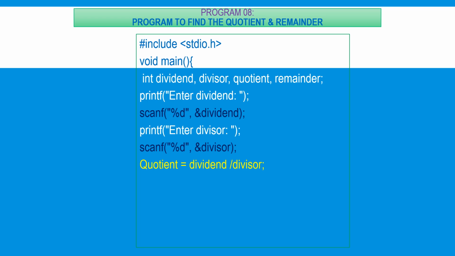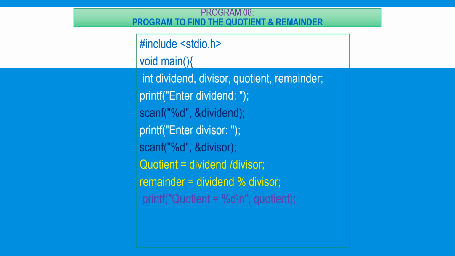Quotient is equal to dividend divided by divisor. Now remainder equal to dividend modulus divisor. So we have done the processing. We have found out the answers. So the final stage of the program is to output the results. So we are going to use printf statements for that.